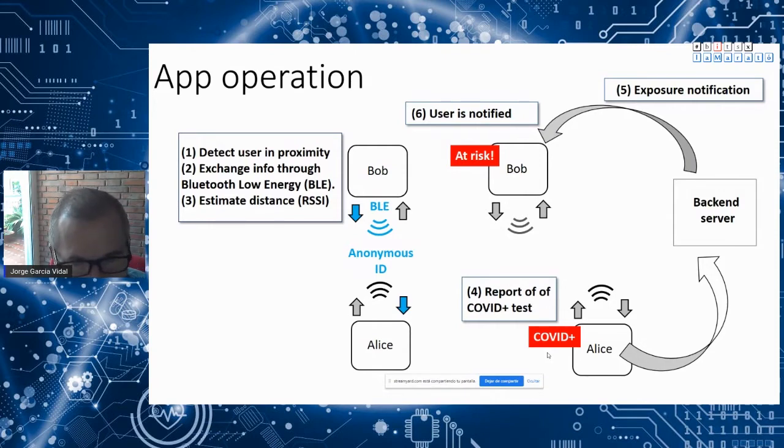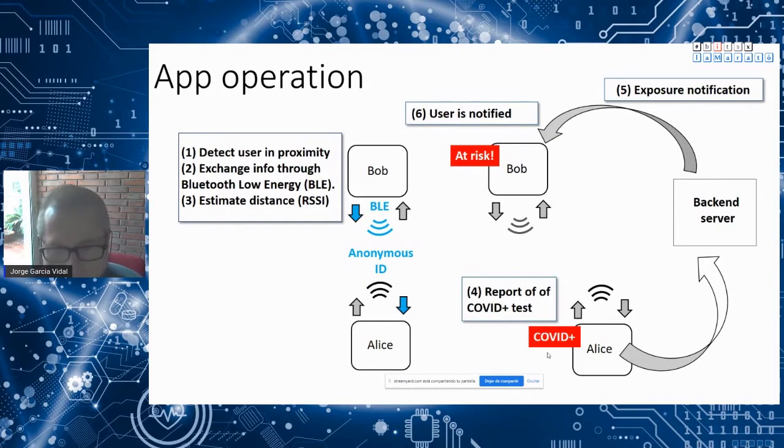First is to detect users who are in proximity. Second, for exchanging information through the Bluetooth Low Energy packets. And third, and this is a function for which Bluetooth Low Energy is not ideal at all, is to estimate distance. In this case, the distance is estimated based on the strength of the received signal. So essentially, the devices of Alice and Bob are continuously broadcasting this information, exchanging anonymous IDs, estimating distance of the contact and duration of the contact.